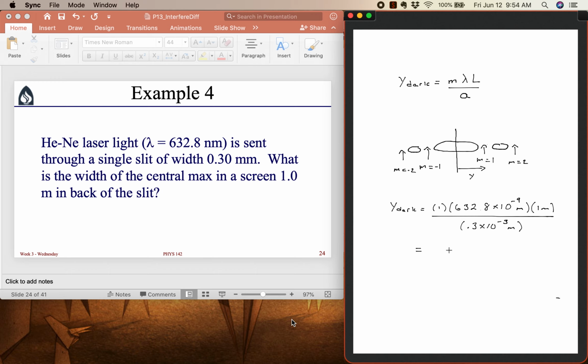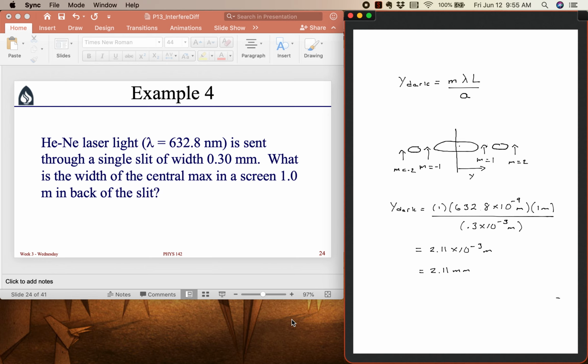So that's going to give us a value for y of 2.11 times 10 to the minus 3rd meters, which of course is the same thing as 2.11 millimeters. So we know there's 2.11 millimeters between the very center of the pattern and the first dark spot to the right. But what the problem is asking for is the width of that central maximum.